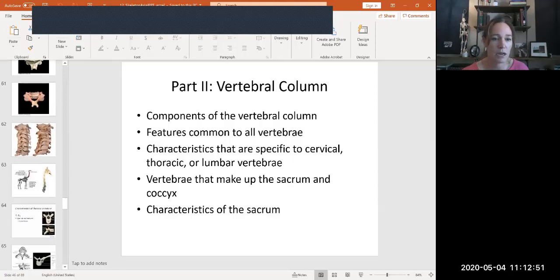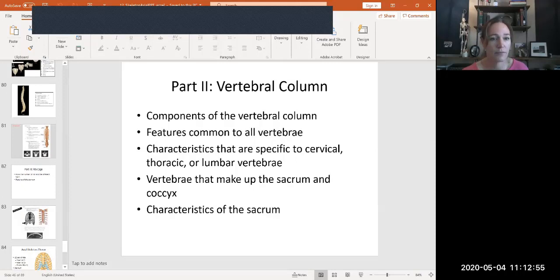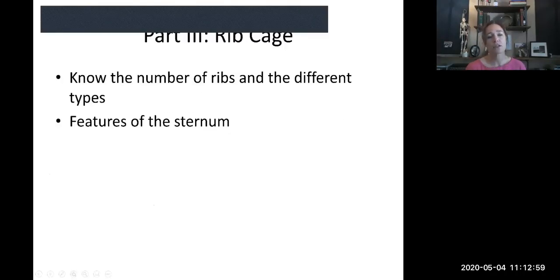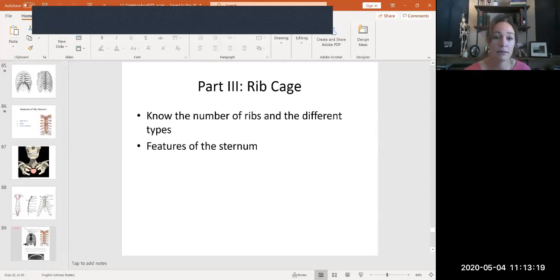So we'll scroll on down here to the thorax. So for the thorax, you should know the number of ribs and the different types of ribs that there are and what number they are associated with. Then you should know the sternum. You should be able to identify the manubrium and the body and the xiphoid process of the sternum. Okay, and that's it for the axial skeleton.